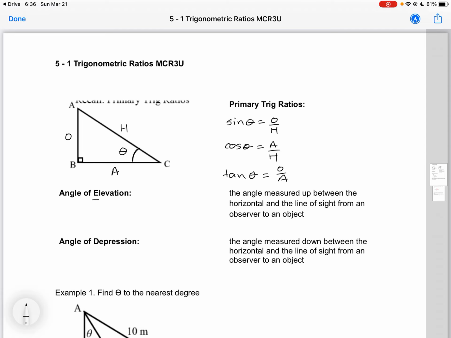We also have the angle of elevation, which is the angle measured up between the horizontal and the line of sight from an observer to an object. So that would be here is the angle of elevation if the observer was here. Our angle of depression is measured from the horizontal down, this angle right here, and this would be where the observer is, up here.